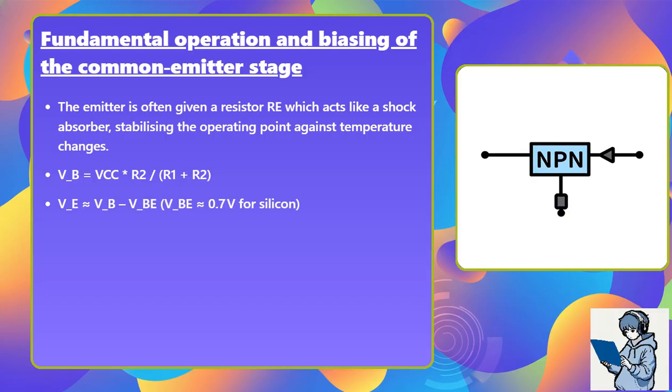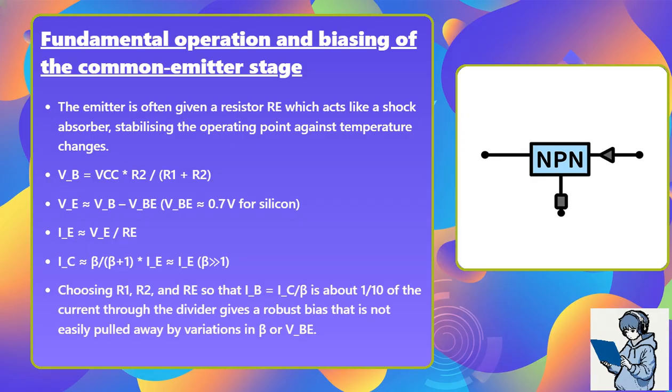V_E approximately equals V_B minus V_BE (V_BE approximately equals 0.7 volts for silicon). I_E approximately equals V_E divided by RE. I_C approximately equals beta divided by (beta plus 1) times I_E, approximately equals I_E, for beta much greater than 1.